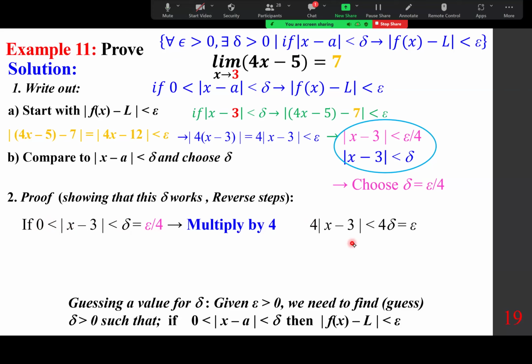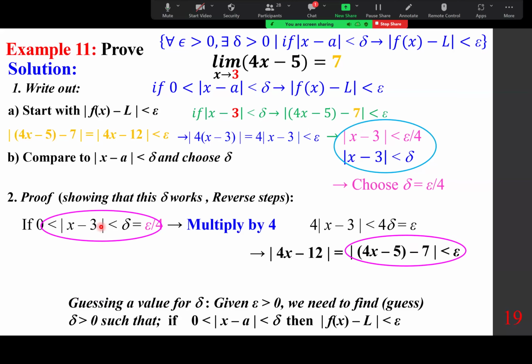Now, we want this to look like that ultimately. So we're going to take the 4 inside, becomes 4x minus 12. And we want it to look like that. 4x minus 12, everybody, is the same as 4x minus 5 minus 7, isn't it? So we write this as 4x minus 5 minus 7. So we made it look like that.